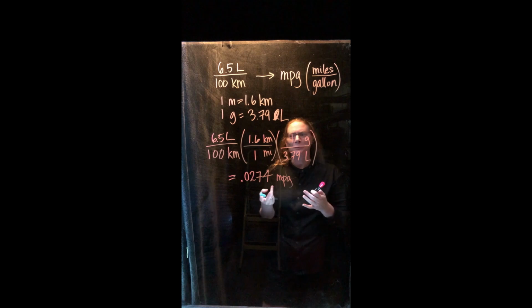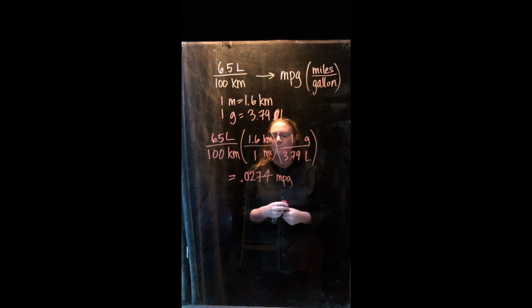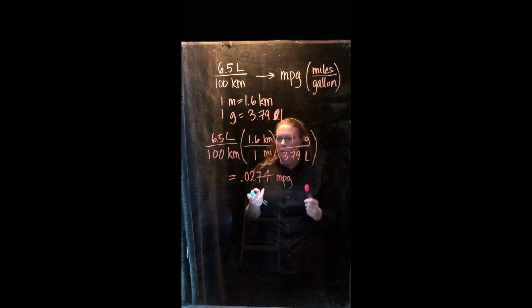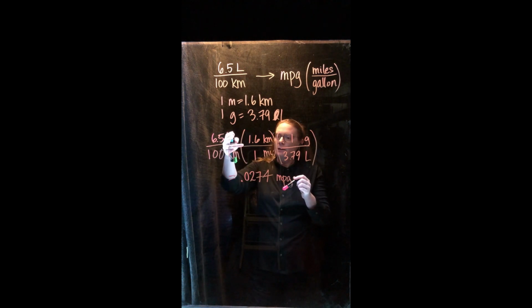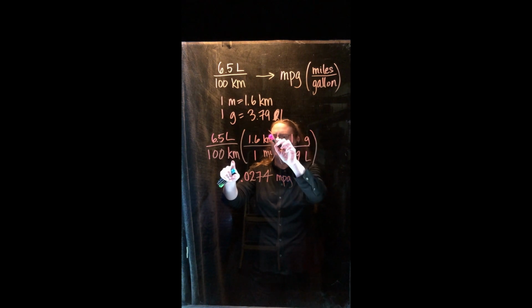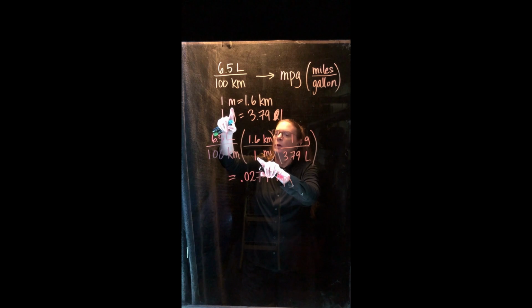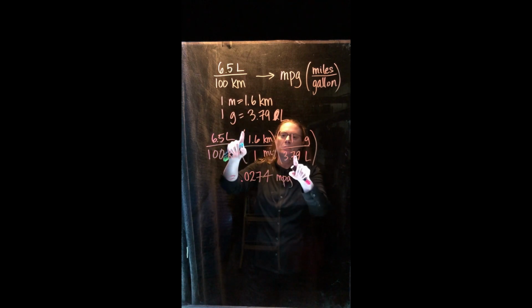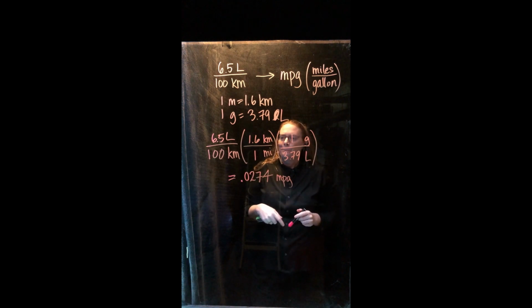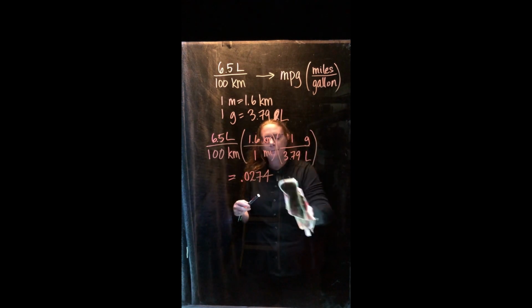So again, what did we do wrong? This is why we need to check our answers always for reasonableness. All right, so what did we do wrong? Well, we got rid of the liters and made that gallons. We got rid of the kilometers and made that miles. I think I put the right numbers in the right place. 1 mile is 1.6 kilometers. 1 gallon is 3.79 liters. So where's the mistake? Let's look at our units.